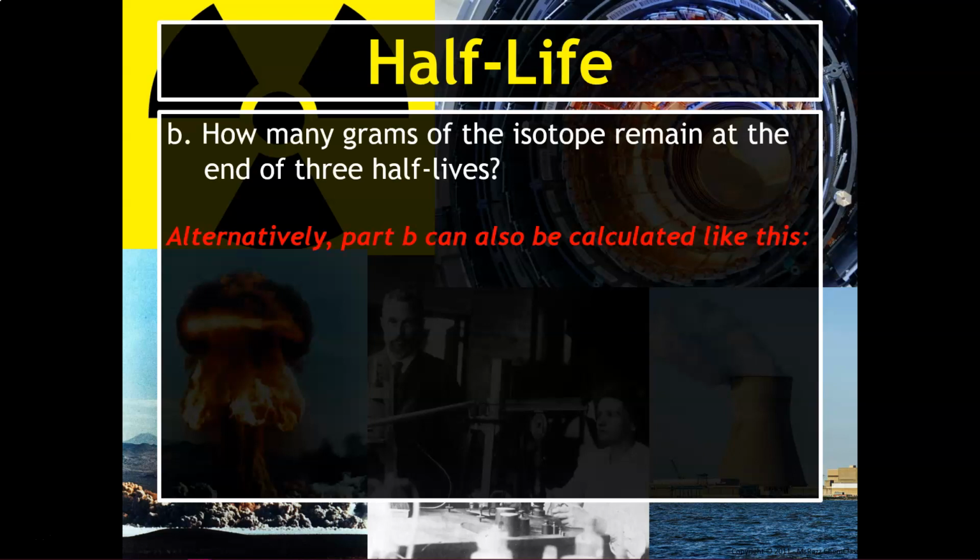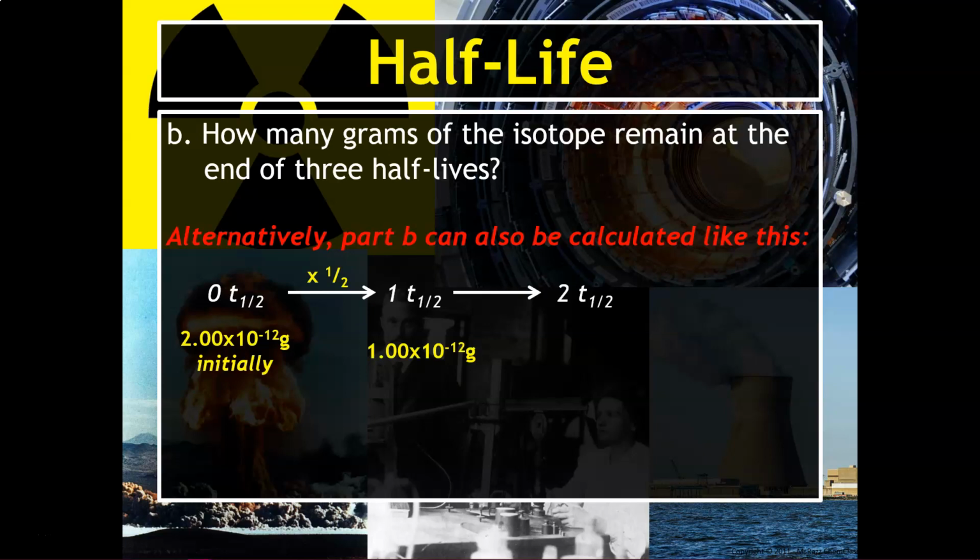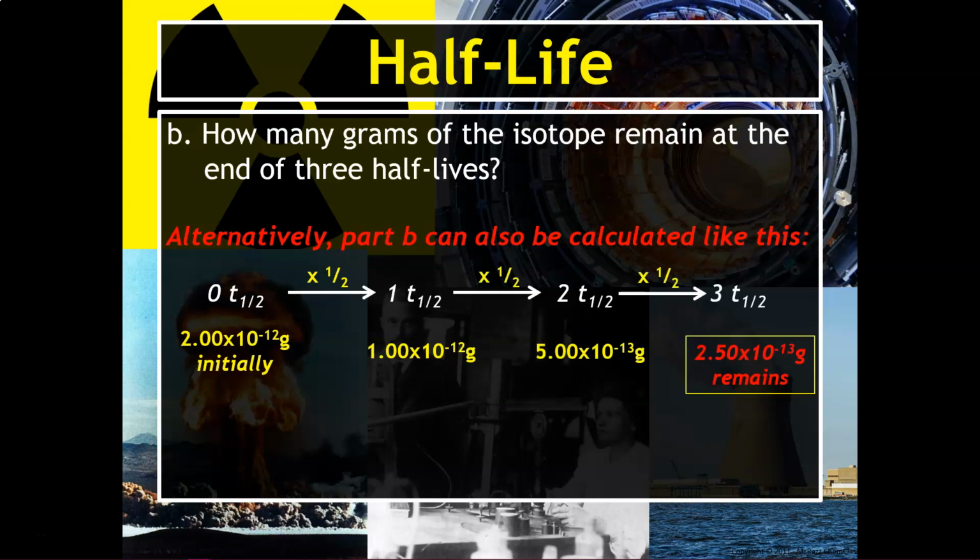Alternatively, here's a really nice visual for students who struggle with the math that needs to occur for this problem. So again, to start, we have 2.00 times 10 to the minus 12 grams. After the first half-life, that amount is cut in half. After the second half-life, that amount is cut in half. And after the third half-life, that amount is cut in half. So that is the math that goes on in order to figure out how much remains.